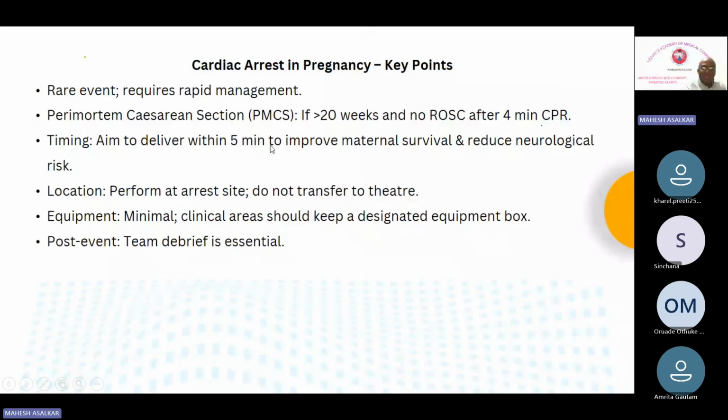Okay, so remember what has been asked of you, whether the answer is 4 minutes or 5 minutes. You need to read the scenario very carefully and then select the answer. Most of the things you know correctly, but you need to answer with respect to the scenario. This is what I wanted to say. Okay, so where should the perimortem caesarean section be performed? It is performed at the arrest site, and you don't have to transfer the patient to theater. Equipment is minimal, the clinical area should be kept, a designated equipment box should be there, and postnatally you need to do the team briefing.